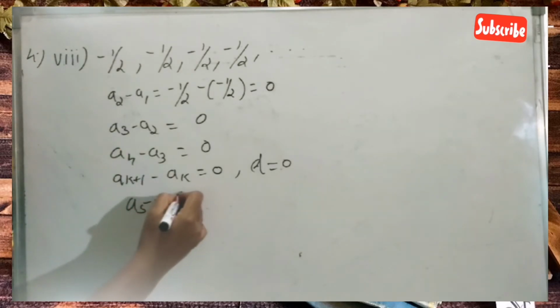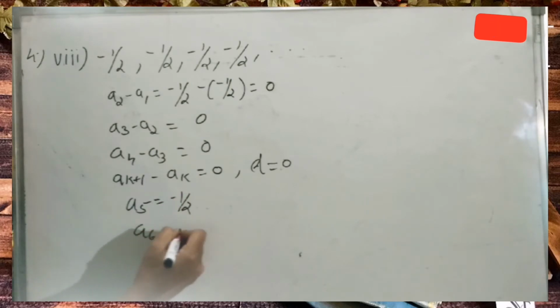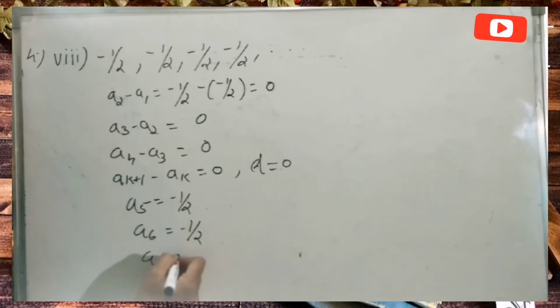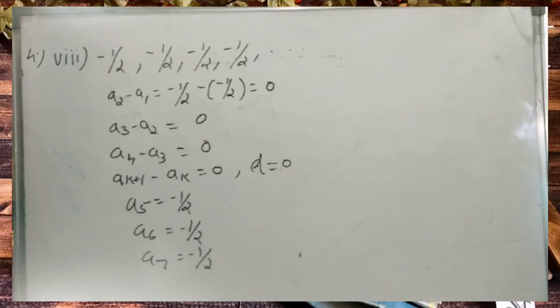So a5 is equal to minus 1/2, a6 is equal to minus 1/2, and a7 is equal to minus 1/2, because actually this is a constant arithmetic progression. We have the same value as the first term, second term, third term, fourth term, and all the terms are equal to minus 1/2.